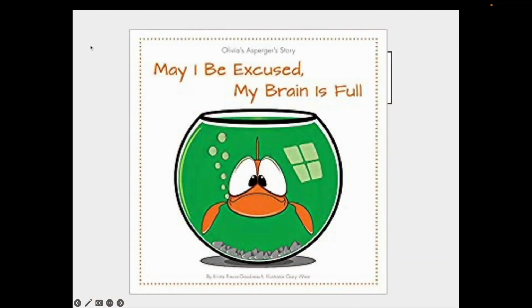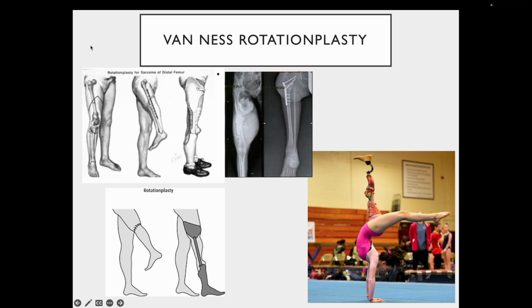So that's almost my last slide. This is my last slide over here. Now, this here is the Van Ness rotationplasty. It is one amputation that I've always been impressed with, but I have never seen one in person myself. Surgery like this is usually done for patients with sarcoma in the distal femur.